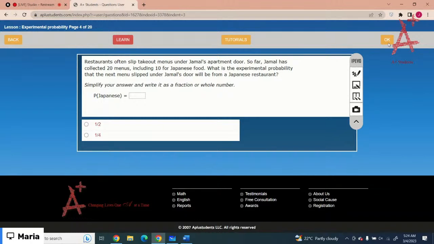So the total menus are 20. Got it? And 10 out of 20 are Japanese. So it would be 10 by 20. And when you simplify the answer, it would be 1 over 2. Got it? It is 1 over 2.